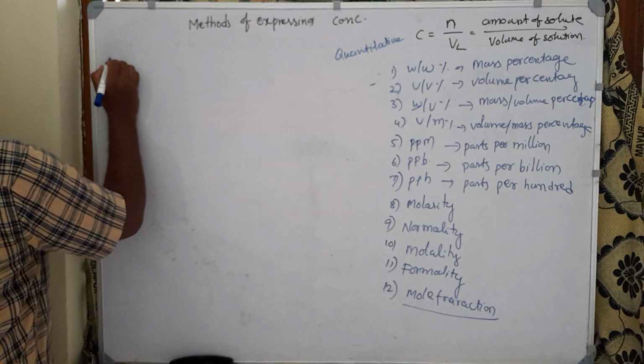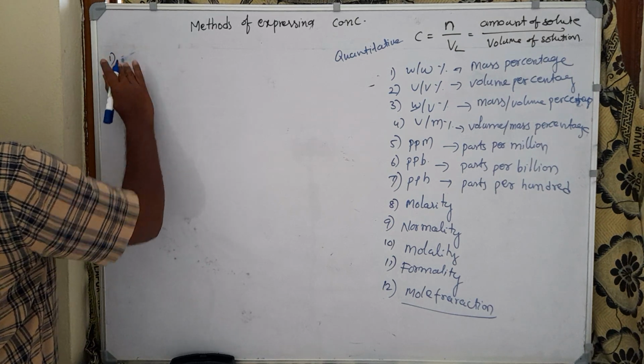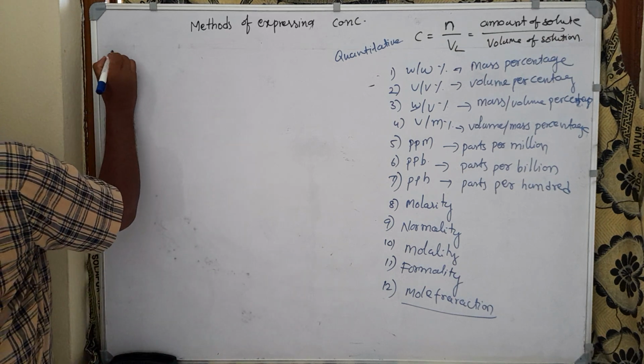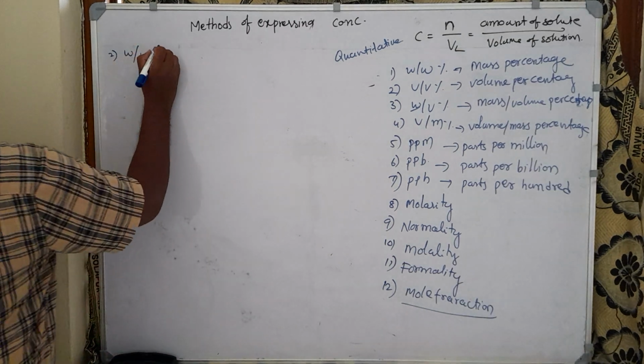First one, mass percentage or weight percentage. Here weight and mass are both the same. Weight on the earth, weight and mass both are the same. That is mass percentage.